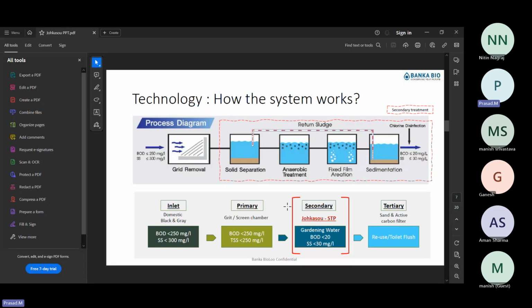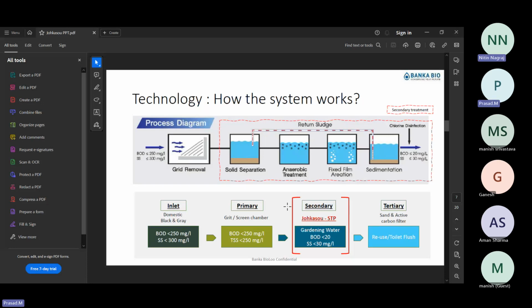So how will this Johkasou system work? The Johkasou has 4 compartments. Now assume the first is solid separation, second is anaerobic, third is fixed film aeration, and fourth is sedimentation. These are the 4 compartments we have in our Johkasou system, right?